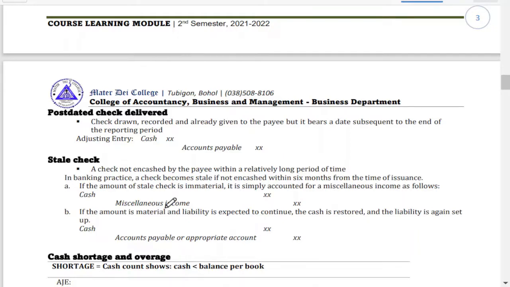Okay? So, how do we adjust? Ibabalik natin yung money. So, we debit cash and we credit miscellaneous income if the amount in the check is treated as immaterial. But if the amount is material, malaki-laki, we need to establish again the liability. So, mag-credit ng accounts payable or any appropriate liability account.